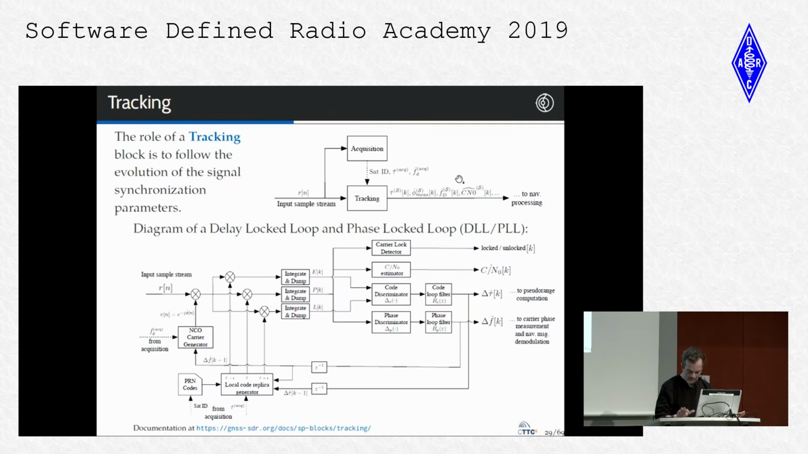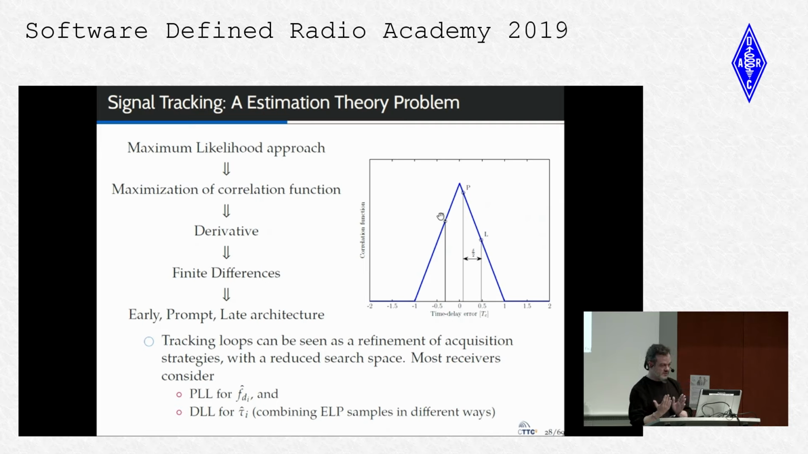And here you have three correlators. One is a little bit before your estimation, there is the prompt correlator, which is actually your estimation of the peak, and there is a late correlator. And based on the differences of these values, you can really track the correlation function and so the synchronization parameters.